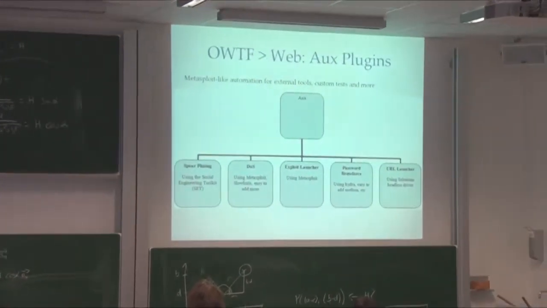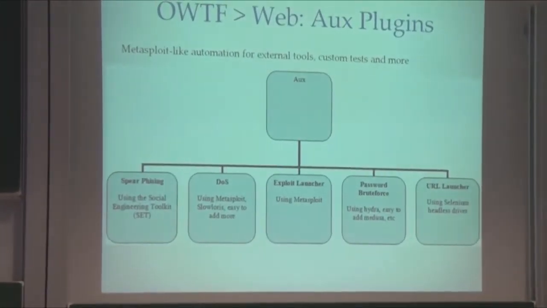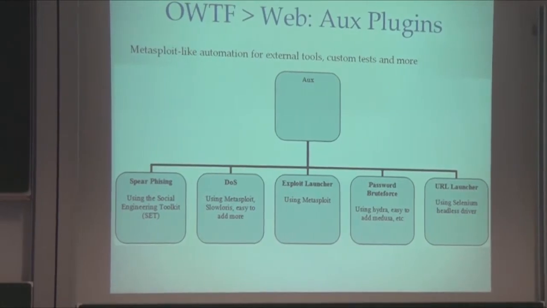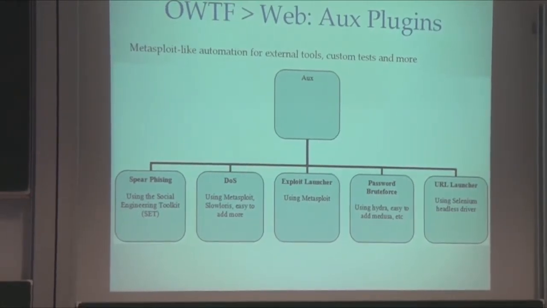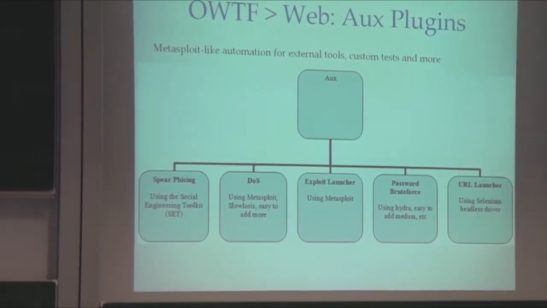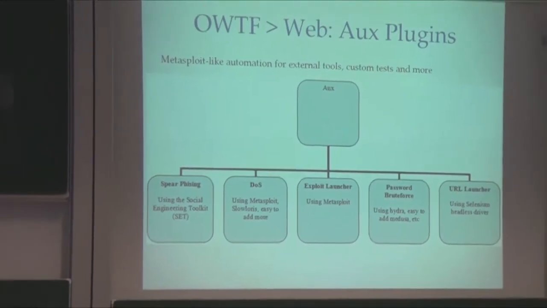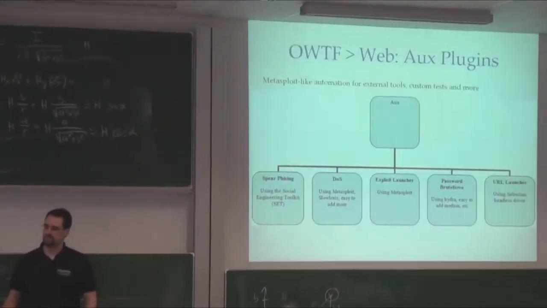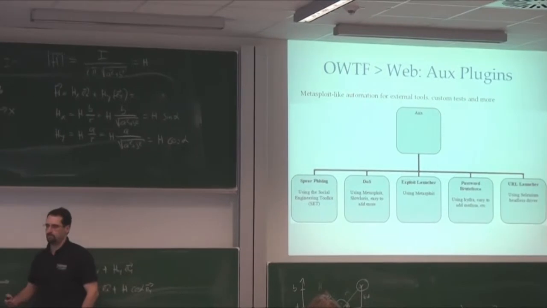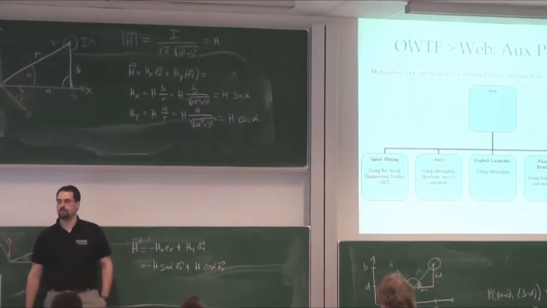So the auxiliary plugins are kind of Metasploit-like wrappers around existing tools and things. And we'll see a few demos to clarify this. Unless you see the demos, it will be a little bit harder to understand from a theoretical point of view. But there are things like spear phishing, denial of service, exploit launching, password brute force, and things like this that the auxiliary plugins do. So it's not only about the web.